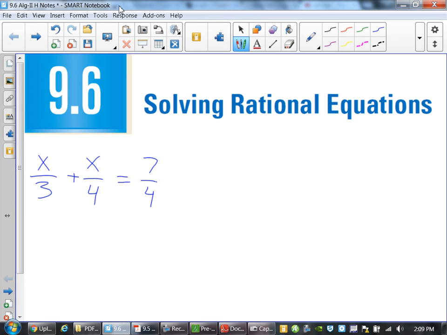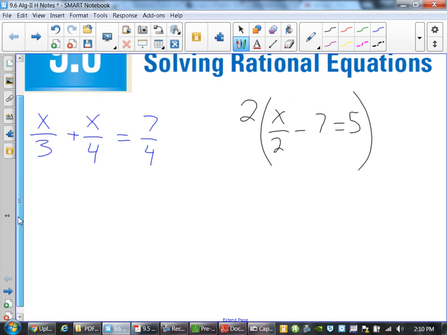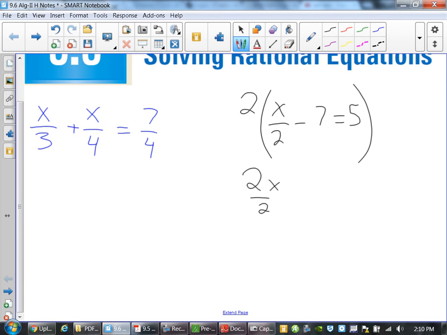You guys had solved some equation that probably looked like this. And one of the methods to solve that equation was to get rid of the fraction. In order to get rid of a fraction, you'd multiply by the common denominator. Well, what would be the number you'd multiply by in this case to get rid of the fraction? 2. So what I would do here is I'd multiply everything by 2. In doing so, you get 2x over 2 minus 2 times 7 equals 2 times 10.